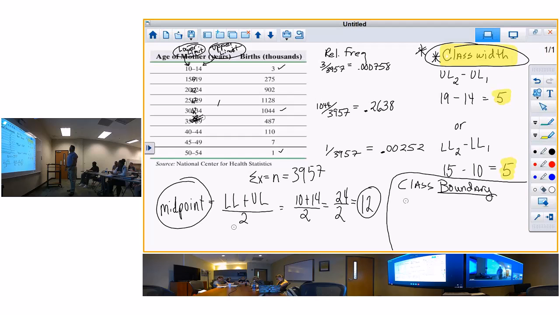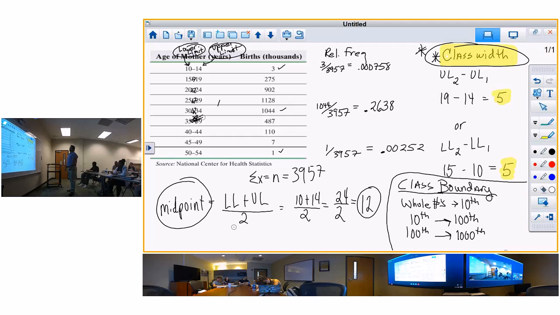if your classes are made up of whole numbers, you're going to go to the 10th spot. If your classes are in the 10th, you're going to go to the 100th. If your classes are to the 100th, then you're going to take it to the 1,000th as far as the boundary. You very rarely have to do the last one, and it just keeps going. If your classes are to the 1,000th decimal point, you go to the 10,000th with the class boundary.